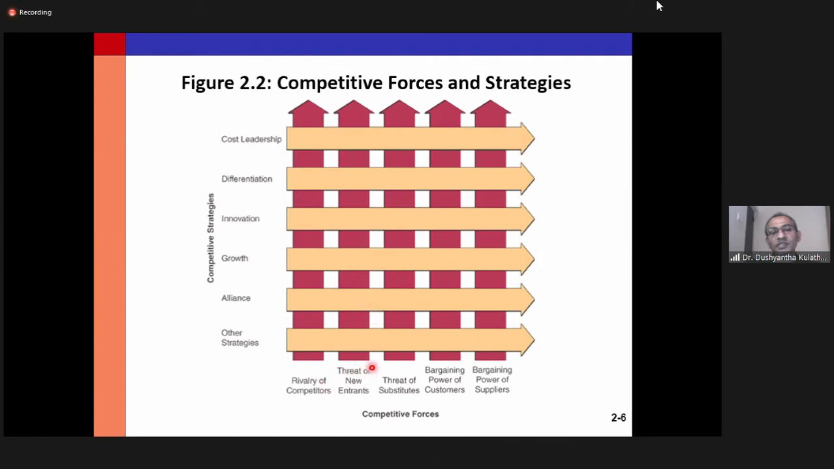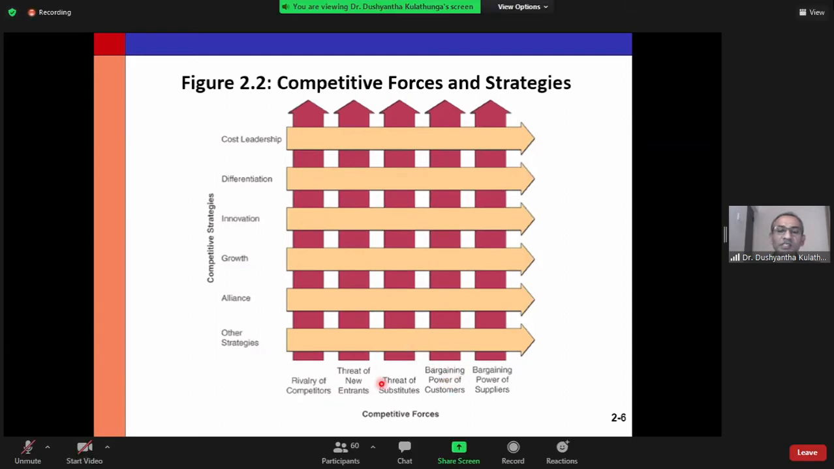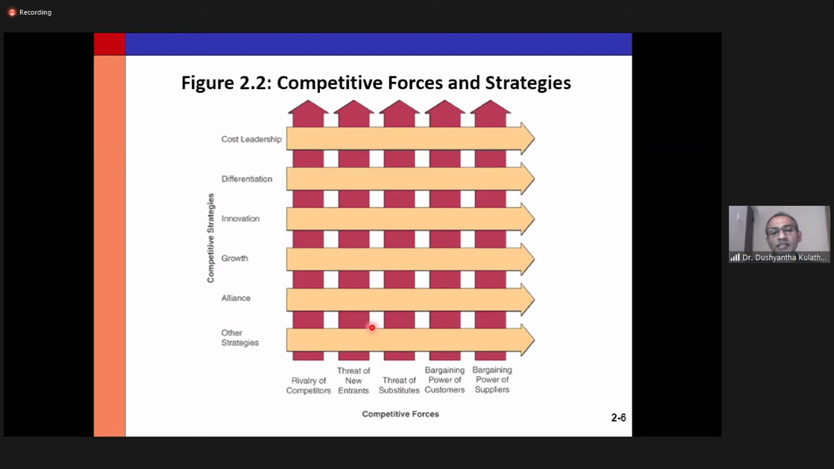If you cannot counter any of these 5 forces, you will not be in a position to survive in that industry in the long run. So countering these 5 forces is very, very critical for any organization operating in any industry. And if you cannot counter any of the 5 forces, you will have to go out of business after some time. So how can you counter? It is by using strategies. We have to use competitive strategies to counter these competitive forces.